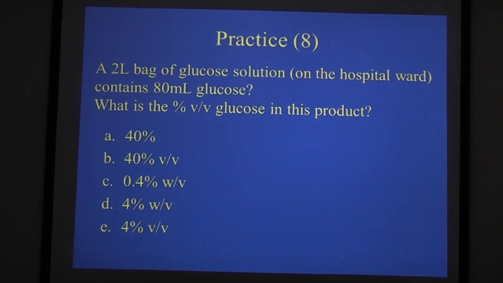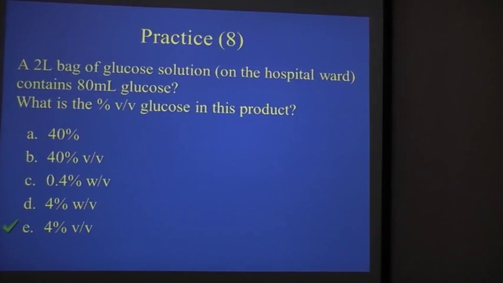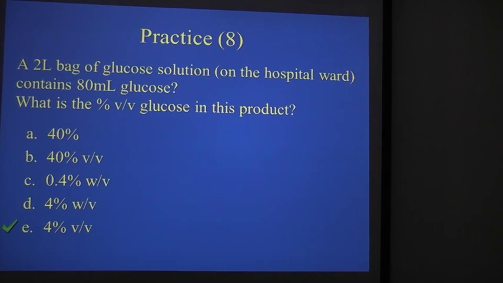The answer here is 4% volume to volume. D and E obviously were there to throw you, so you've got D, which is weight to volume. That can't be right because you've got glucose solution and 80 mils of glucose, so they're both liquid. So therefore the answer has to be in volume to volume. Once you've established that, you need to work out how much. So you've got 80 mils of glucose in 2 litres, which means you've got 80 mils in 2,000 millilitres, sorry. So how much in 100 millilitres is what you need to work out. And that should give you 4.